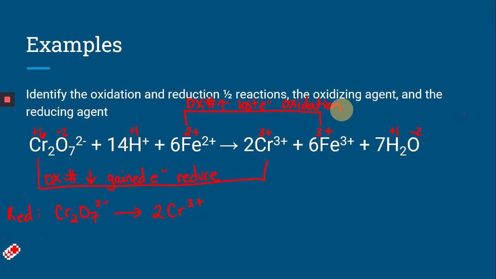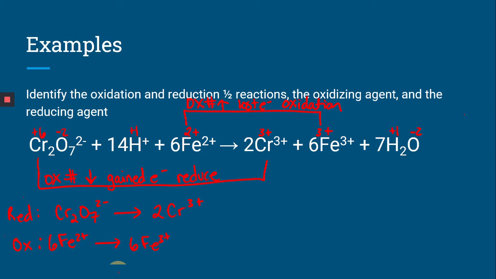So this is my oxidation half reaction, and we would write Fe2+, you could write 6 of those, go to 6 Fe3+. Again, don't worry about the balancing part because we will get to that in our next lesson. So there's our two half reactions, and then we want to know the oxidizing agent and the reducing agent.